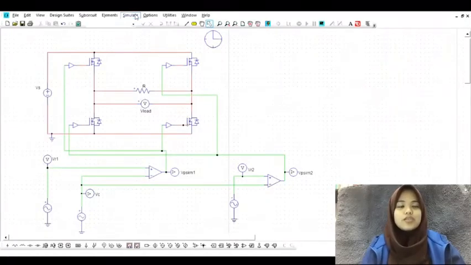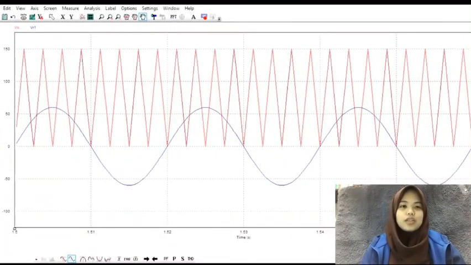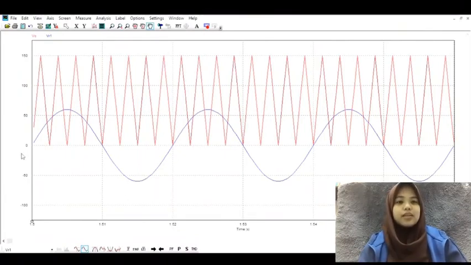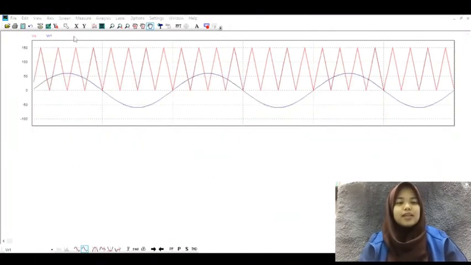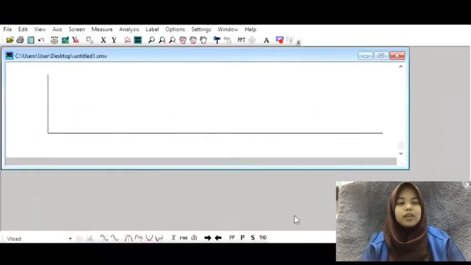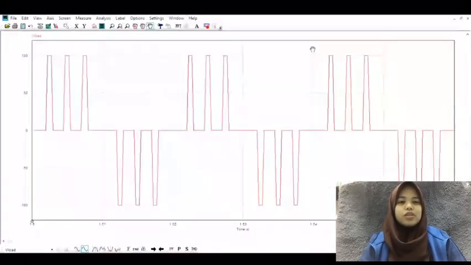For the simulation result, if we run the simulation, we can see the carrier signal and the reference signal VR1. The range of T is between 1.5 and 1.56 seconds. So, we can see that it consists of 3 cycles. Next, this is the pulse SPWM for the carrier signal VC and the reference signal VR1. For the Vout, it will measure the load voltage across the resistor.